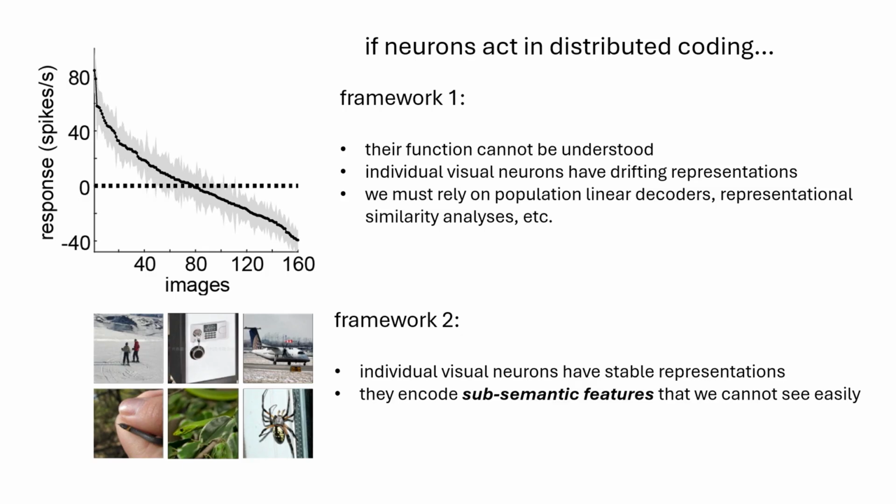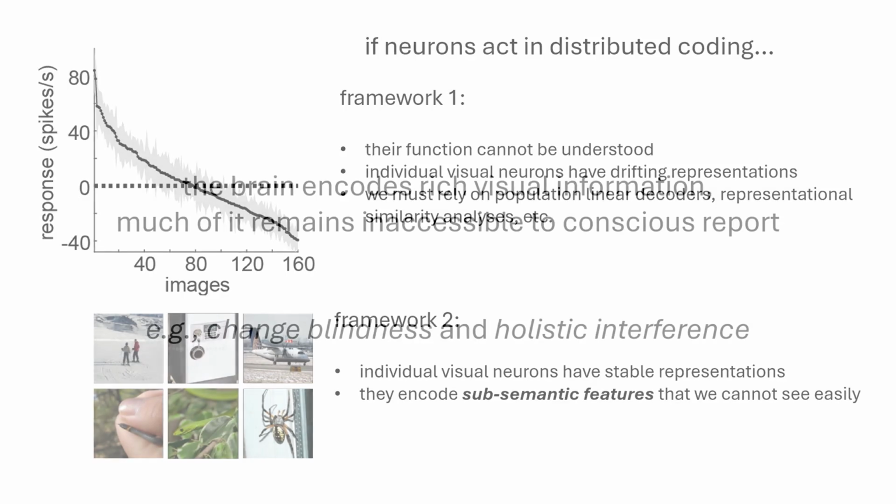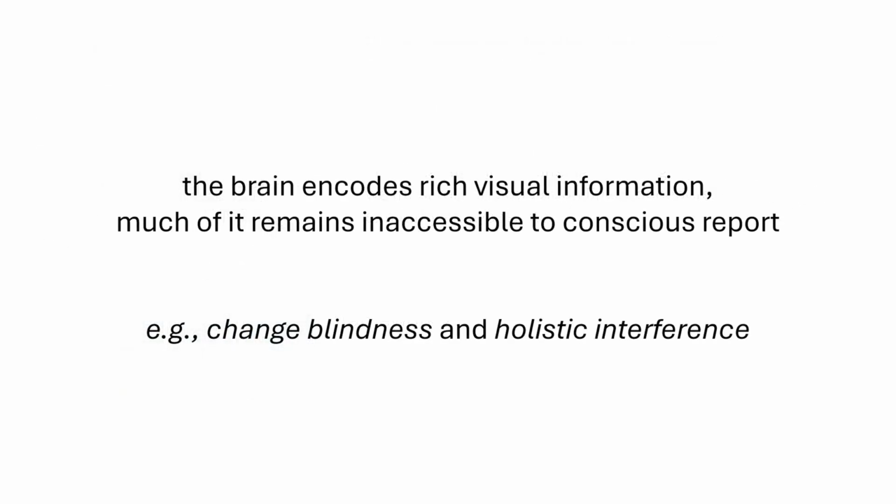And in the alternative framework, I'd like to argue, a lot of these visual neurons do have some kind of stable representation that we can decode. And really the problem is that most of the time they're encoding subsemantic features that we can't see quite easily. So what does that mean? It means that the brain really is encoding a lot of information, and only some of it is really accessible to conscious report.